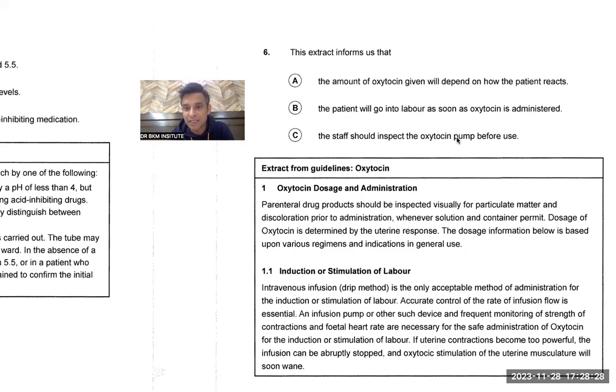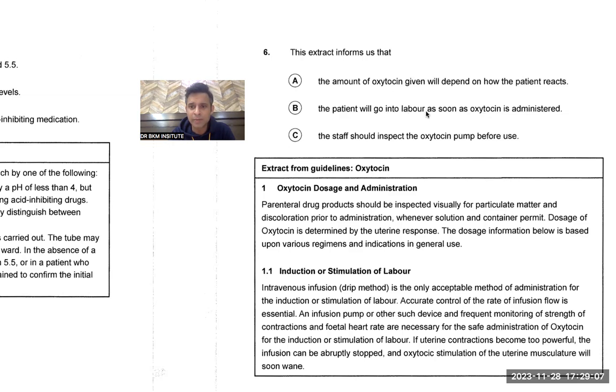The staff should inspect the oxytocin pump. If you see, only the word inspect is given over here, and it is given in the passive voice, should be plus third form. Parenteral drug products should be inspected. But this particular line is not talking about the oxytocin pump at all. So you should not have chosen this. If it had been given as the staff should inspect parenteral drug products, then you could have done that. But this word was replaced by the oxytocin pump, and in this line, nothing like pump is given. So you should have eliminated this option by this word inspected.